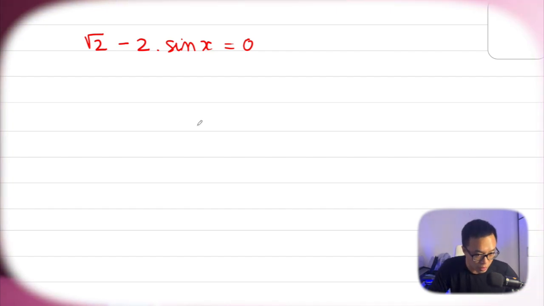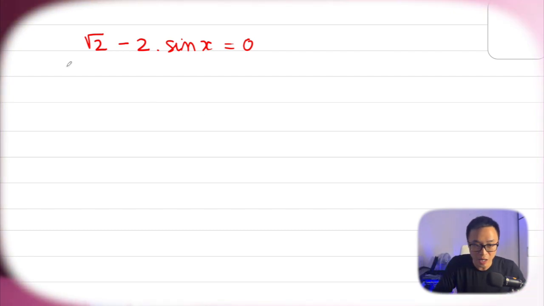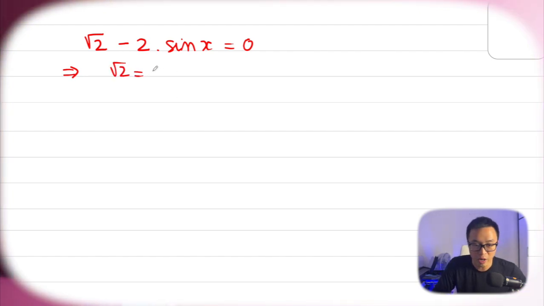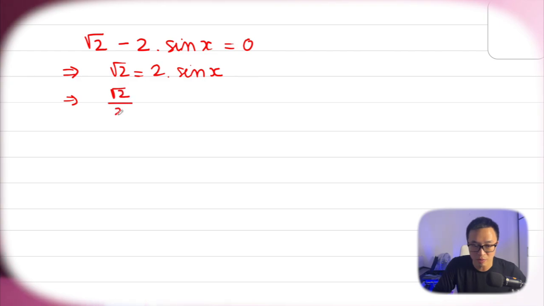If you want to solve this equation, you need to make sine h the subject, or rearrange for sine h, applying the transposing method and division. You can write the second line like this: square root of 2 equals 2 multiplied by sine h. It means I move minus 2 sine h from the left hand side to the right hand side. Next, I divide both sides of this equation by 2, so square root of 2 will be on the left hand side and sine h on the right hand side.